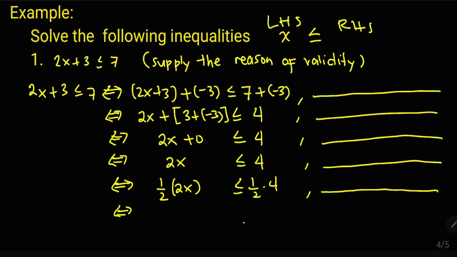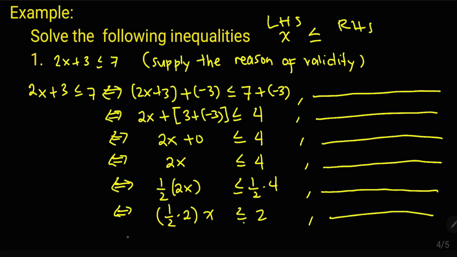In the same manner as with the addition, we can regroup 1/2 and 2. And we can simplify 1/2 times 4 to be 2. So, why can we do that? Why can we regroup 1/2 and 2? What's the reason of validity?